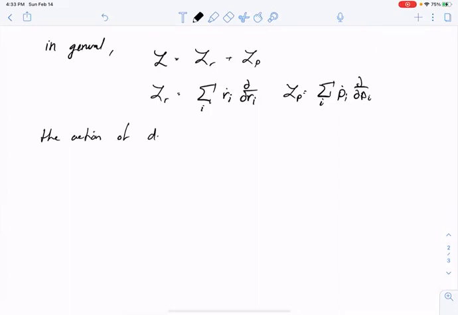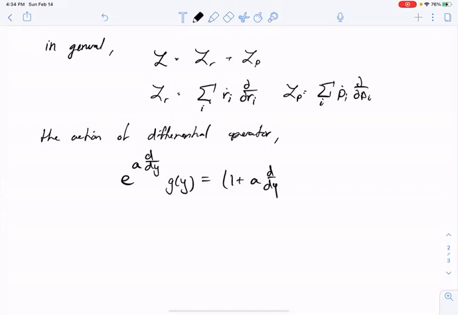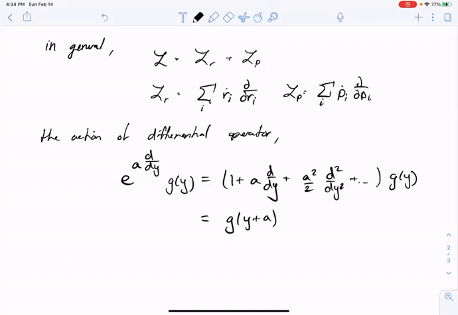The action of a differential operator of those forms can be understood by acting an arbitrary differential operator on the space y on a function of y, call it g of y, expanding out that exponential to zeroth order is one, to first order is a d/dy, the second order a squared by two, d/dy squared, etc., acting on the function g of y. And now note what that is. That is the Taylor series representation of g, not at y, but at y plus a. So the action of this differential operator is to move the argument of that function to shift it by an amount a.